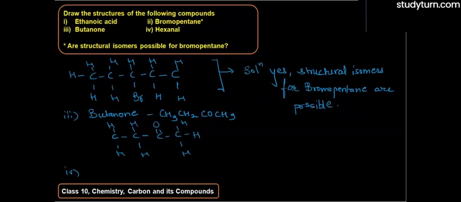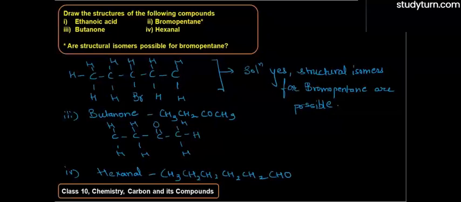Okay, now fourth part is draw the structure for hexanol. Hexanol is an aldehyde, so its formula is CH3CH2, hexane group, hex chain will be there. Okay, it will be CH3, 6 carbon atoms will be there, CH3, CH2, CH2, CH2, again CH2, 1, 2, 3, 4, 5, and the last one will be aldehyde group, that is CHO.